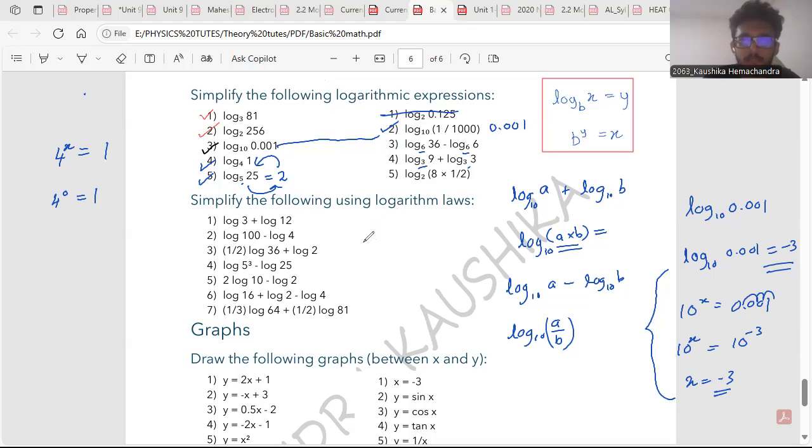So now this is minus log 6, 36 divided by 6, right? So you get log 6, 36 divided by 6 is 6. So 6 to the power 1 is equal to 6. So its answer is 1, right? Answer is 1. So the fourth one.